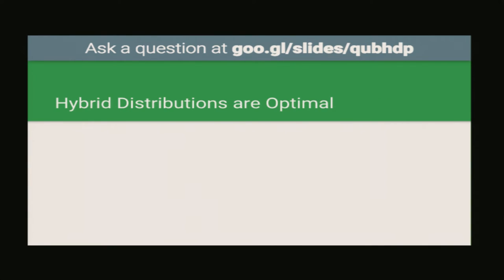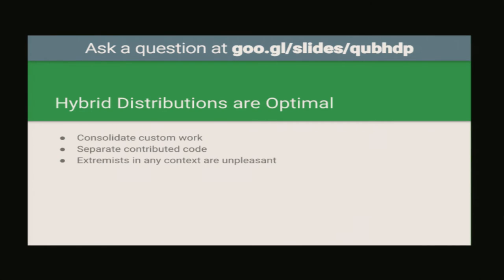I consider hybrid distributions to be optimal because you consolidate the custom work into one place, and you have the separation of contributed code, the open source code from the community. Extremists in any context can be unpleasant. Having everything in one place is a pain in the butt. Having everything completely separated is a pain. It's the same with people that you work with, or know socially. Someone who's screaming at you about one really extreme position, you probably don't want to spend a lot of time with them. Find something that works somewhere in the middle.